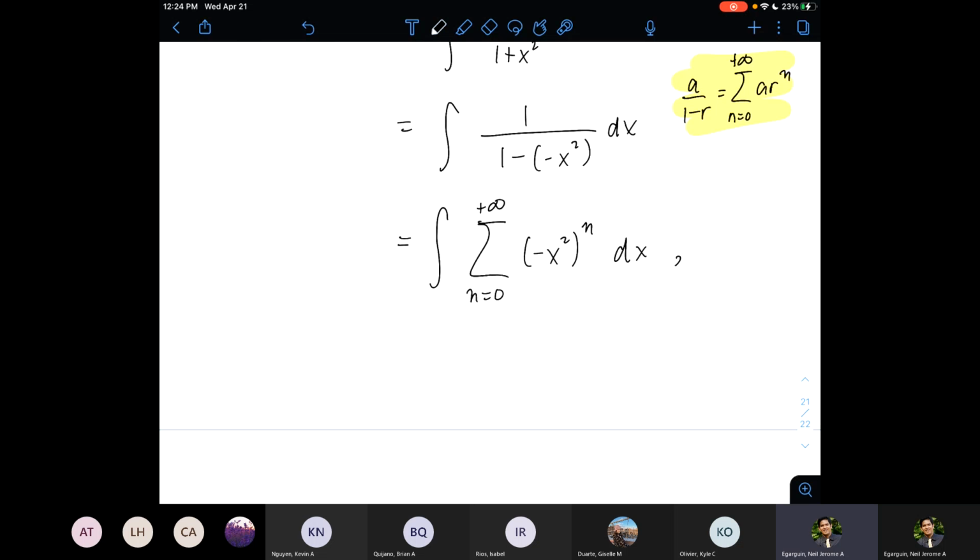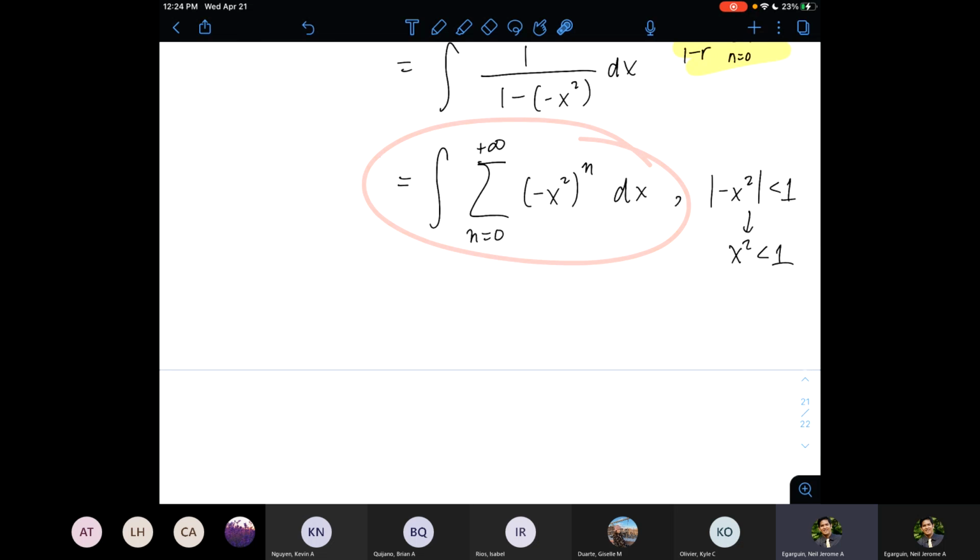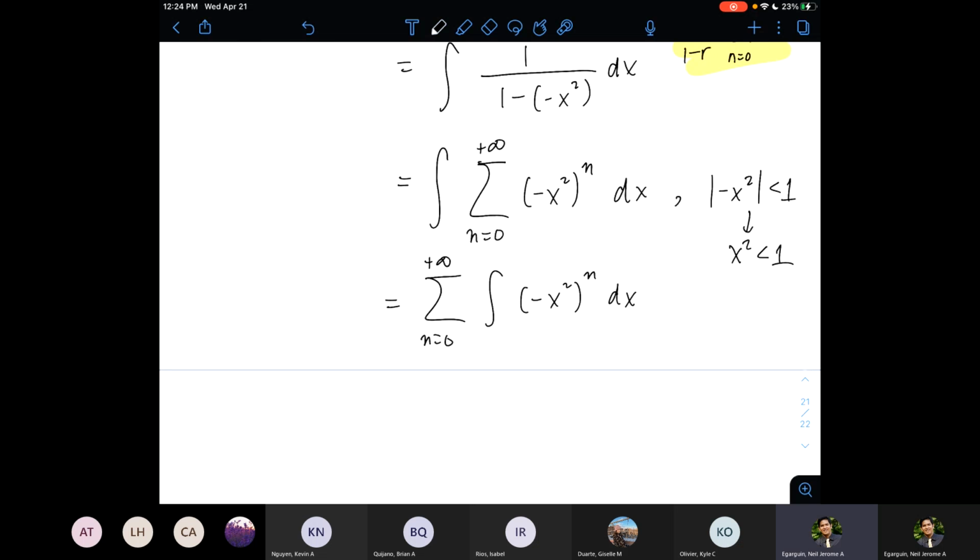And I know that this will be true whenever the absolute value of the common ratio r is less than 1. Remember, for geometric series, they will converge if the magnitude of r is less than 1. Or you can simplify it by saying that x squared is less than 1. So as long as x squared is less than 1, this series is absolutely convergent. So we can rearrange the summation and the integral. Right? And now I can evaluate this integral first before summing things up.